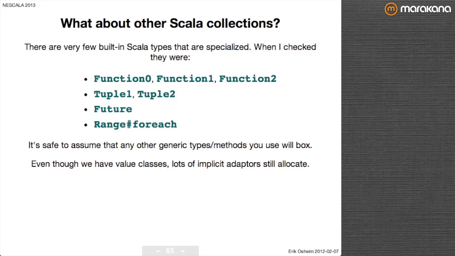This is 2.10. Before 2.10, actually, I think Function2 was not specialized in 2.9. That was a big problem for a lot of people. So if you implemented generic binary operations, two inputs, one output, it wasn't specialized. And a lot of people would have to create their own manual Function2 to get around that, which was super annoying.